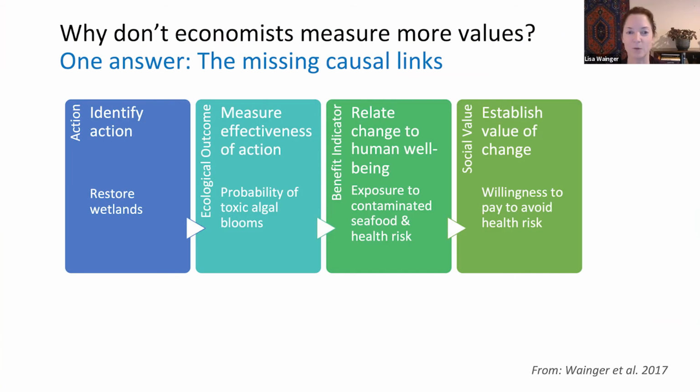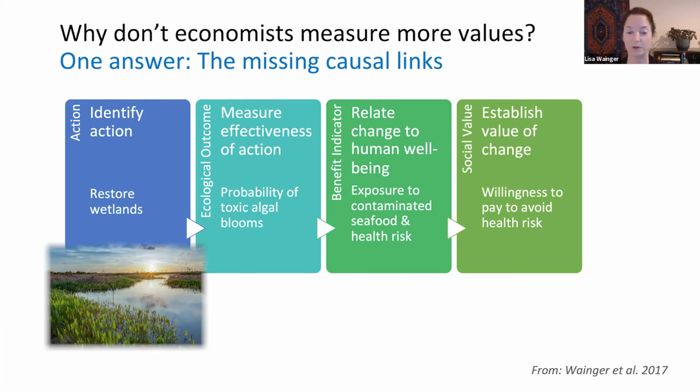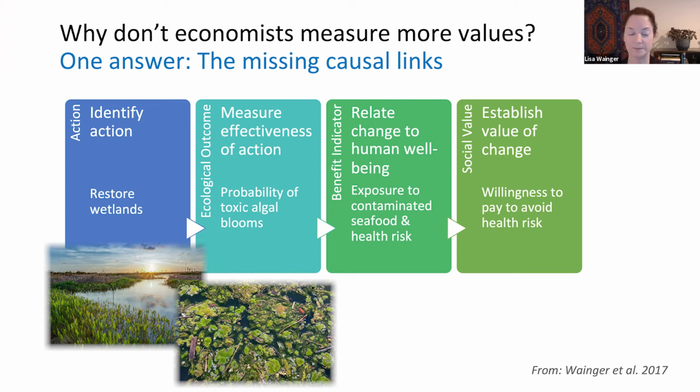Why don't economists measure more values? I get this all the time. What about cultural values? What about sense of place? Why don't you measure that? And the answer in the main is we need the causal links that would let us understand how those changes happen. So we know we can do an action like restore a wetland. And what an economist wants from the ecologist is, if I restore that wetland, what's an outcome that people really care about? Like probability of a reduction in toxic algal blooms.